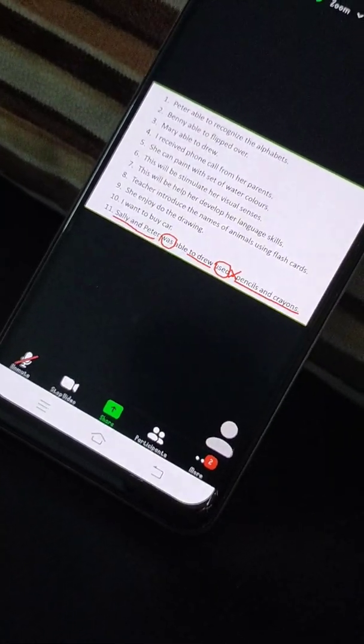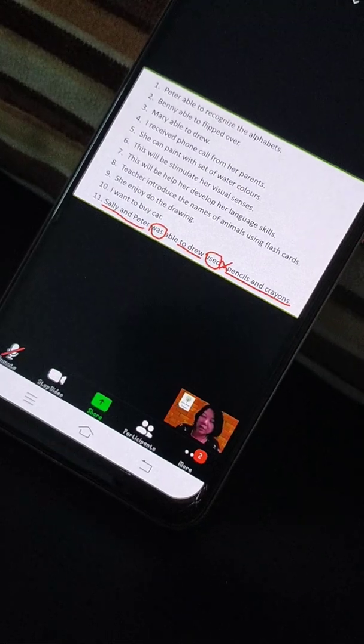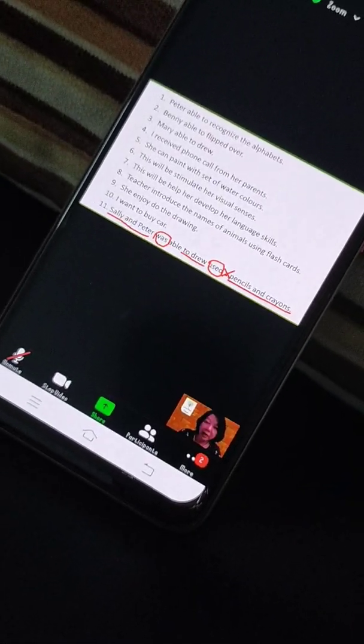Were able, not able. Don't make the mistake of dropping the was, the word and the verb.